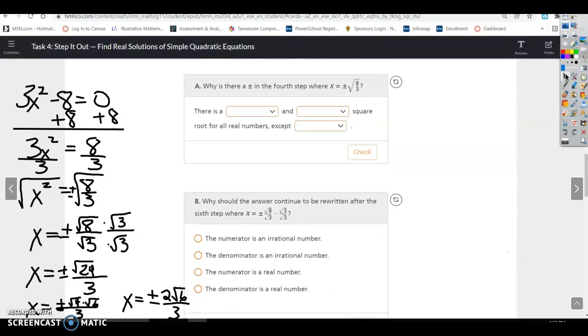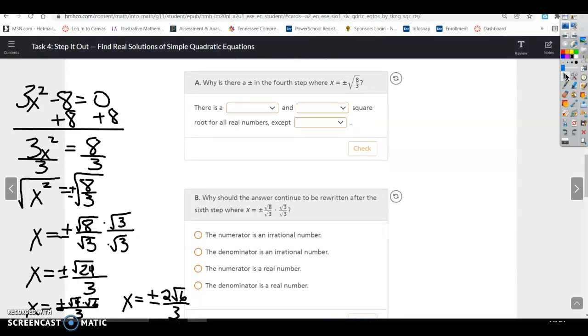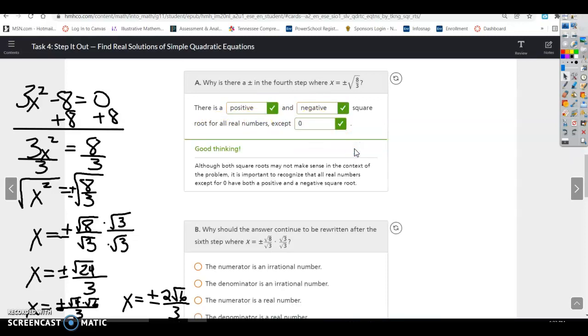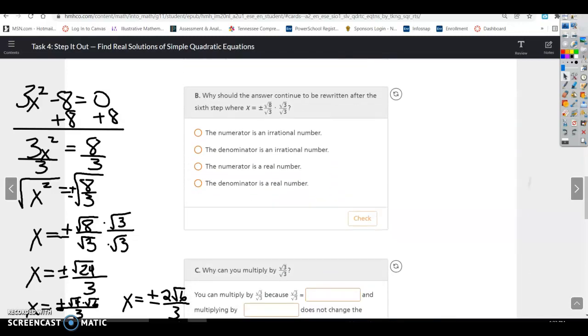All right, why is there a plus or minus in the fourth step where x equals plus or minus square root of 8 over 3? So there is a blank and blank square root for all real numbers. There is a positive and negative square root for all real numbers except the number 0.